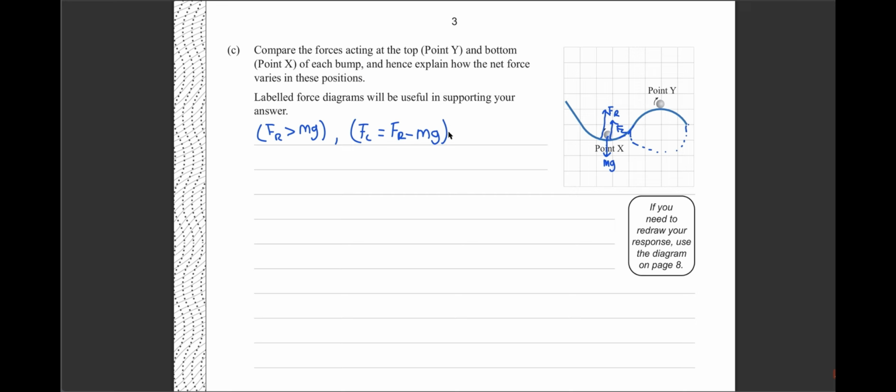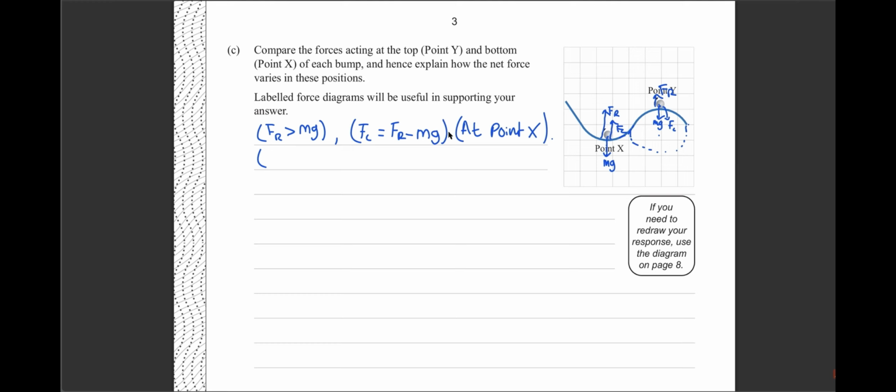Basically at this point, let's start with the obvious force: mg pointing down. And because it's got an unbalanced force acting to the center, we would also have a centripetal force, Fc, acting to the center, but we would also have a reaction force in the opposite direction. So let me write, oh, at point X.